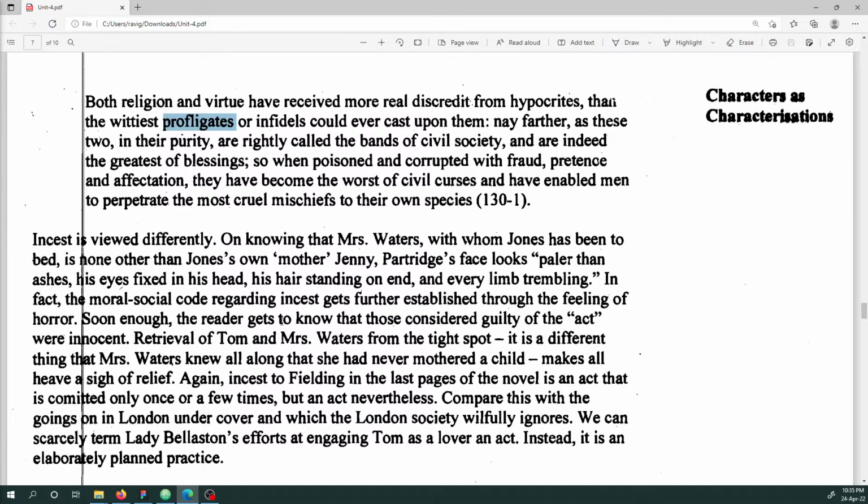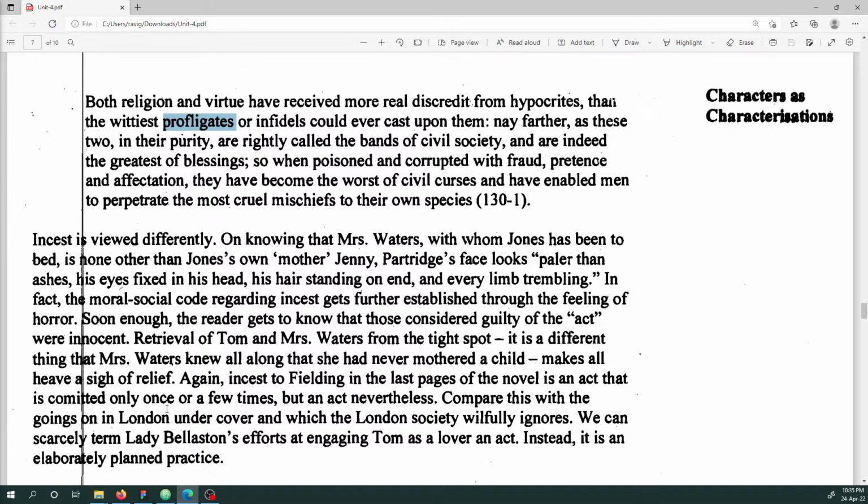Soon enough, the reader gets to know that those considered guilty of the act were innocent. Retrieval of Tom and Mrs. Waters from the tight spot is a different thing. That Mrs. Waters knew all along that she had never mothered a child makes all heave a sigh of relief. Again, incest to Fielding in the last pages of the novel is an act that is committed only once or a few times, but an act nevertheless.